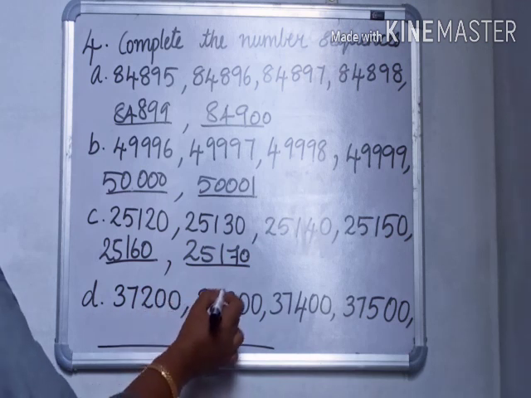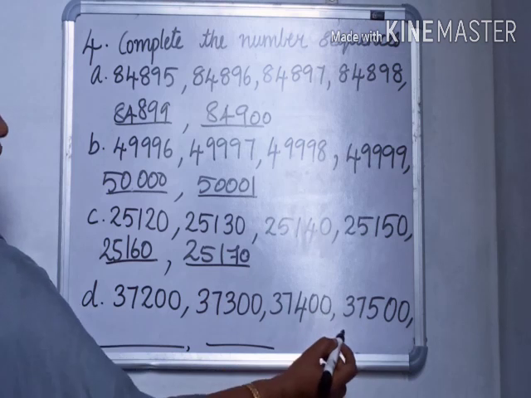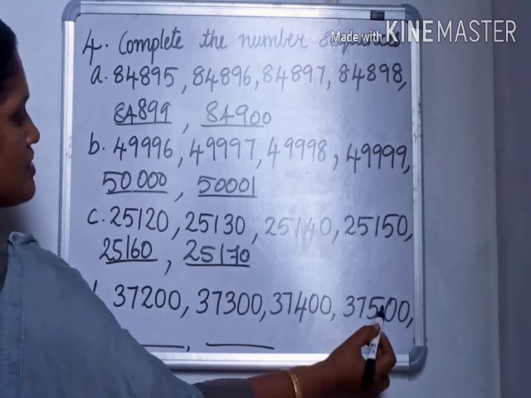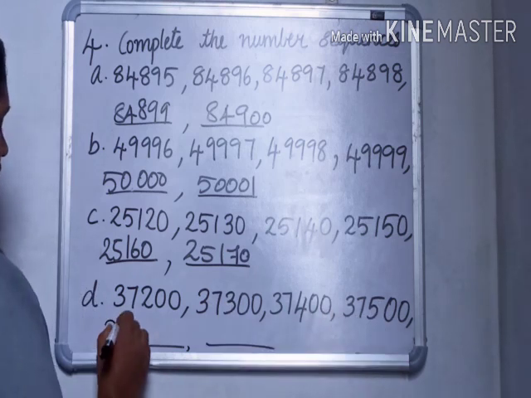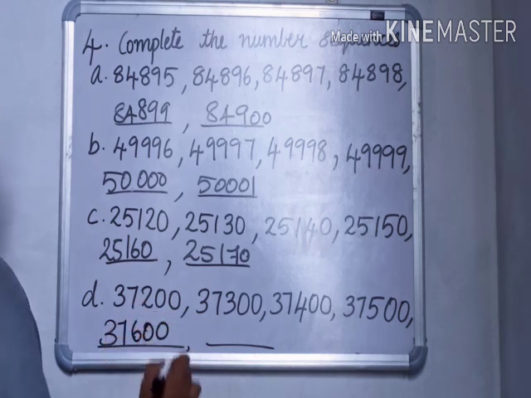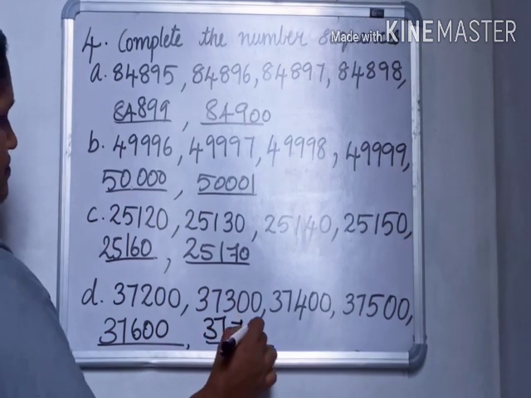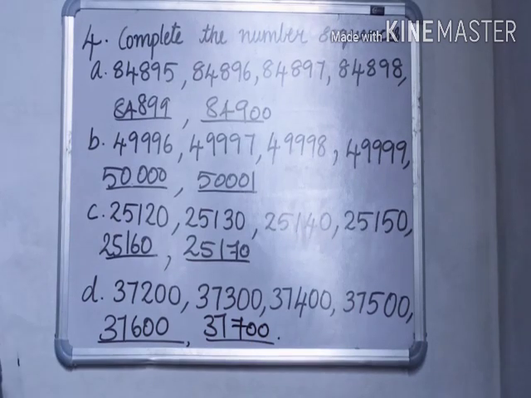Last one, 37,200, 37,300, 37,400, counting by hundreds. 37,500, 37,600, 37,700. Clear all of you?